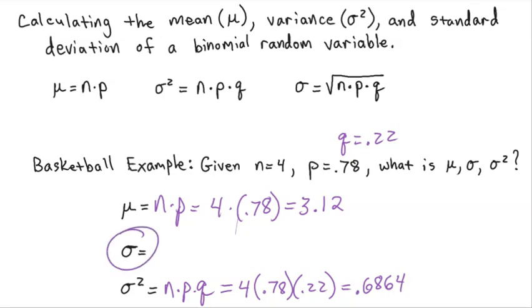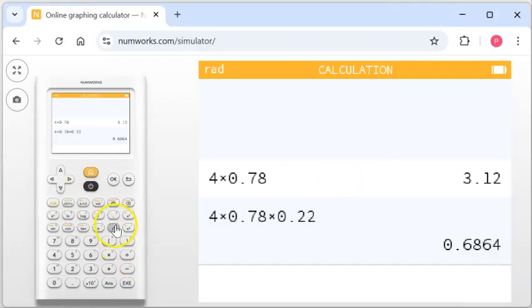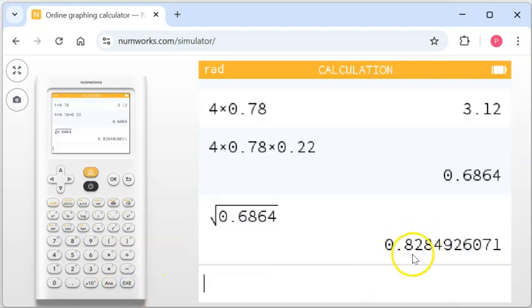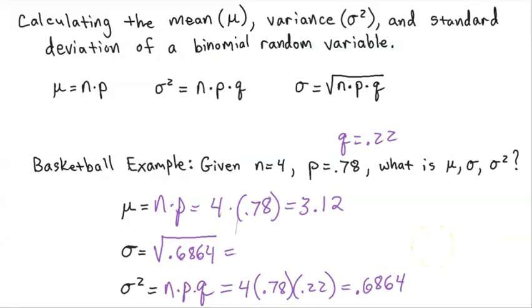And of course, our standard deviation is going to be the square root of our variance, so that'll be the square root of 0.6864. Let's go to the calculator. The square root of 0.6864 is 0.828. We'll stop there. Well, we could go to the fourth decimal place if we want to: 0.8285.